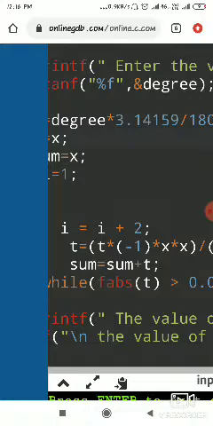Now what is that fabs? As we have used these fabs, abs, absolute value, float absolute value in the earlier programs also, it is always converting a negative number to a positive number. So why do I require this? Because if you see, our t value is getting multiplied by minus 1, so sometimes it may give you a negative value also.